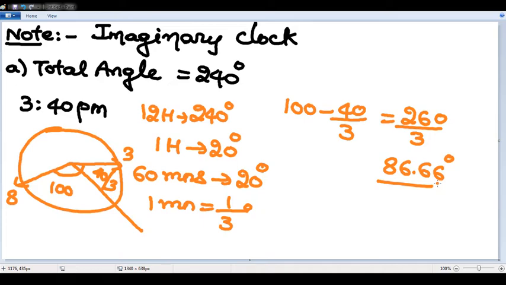The beauty of this concept is that once you know it, even if the total angle is changed from 360 to 240, you can still solve this question. So 12 hours is 240, 1 hour is 20 degrees, 60 minutes is 20 degrees, 1 minute is 1/3 degree, 100 minus 40/3, which is 260/3.